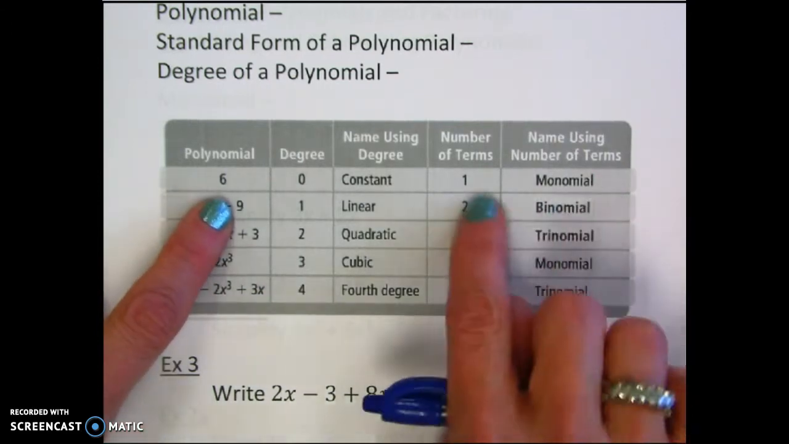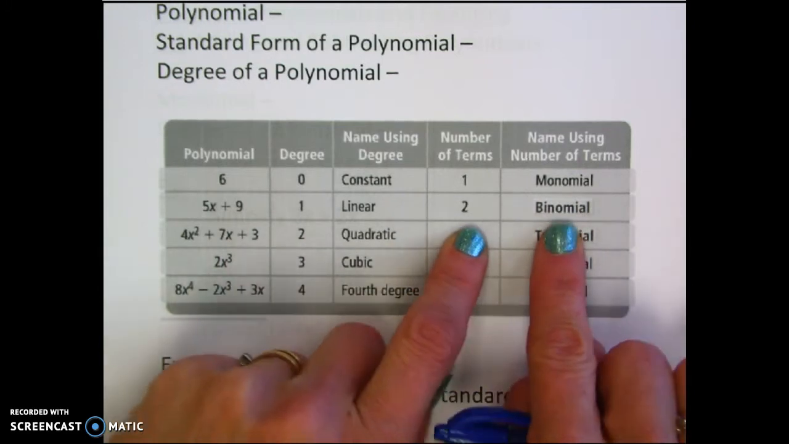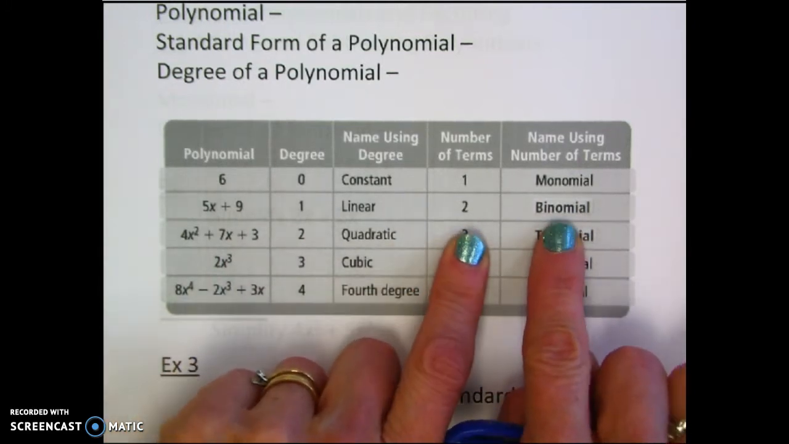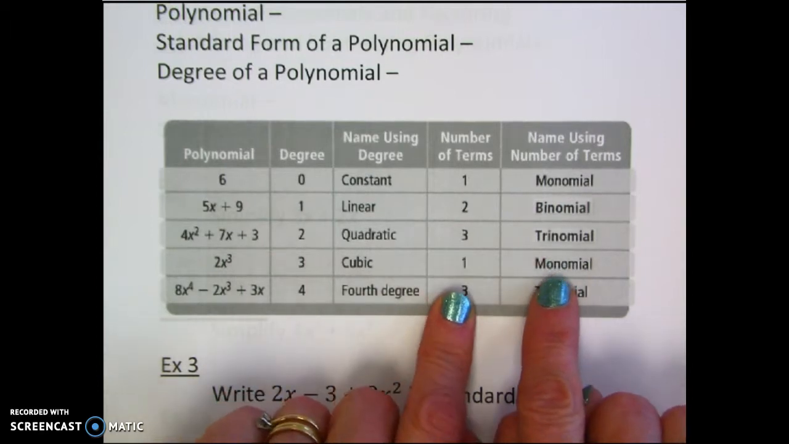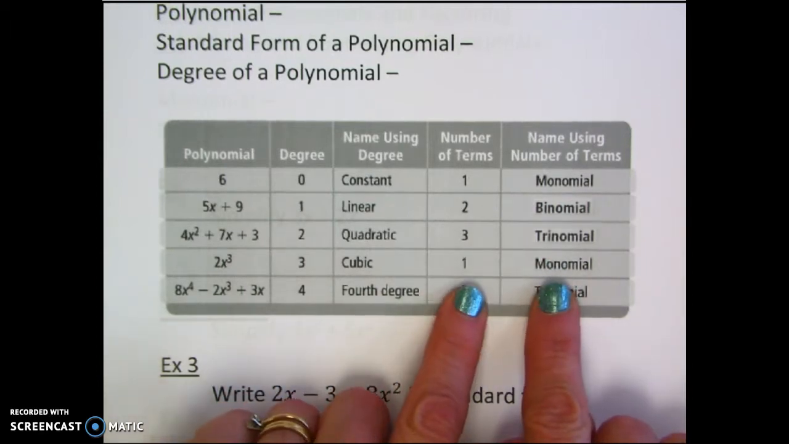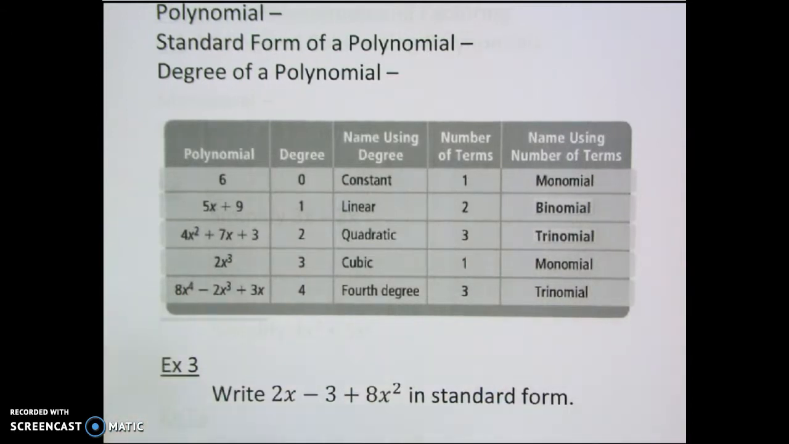The name, if it just has one term, is called a monomial, mono meaning 1. Two terms is binomial, like bicycle, 2. Three terms is trinomial, like tricycle, 3. Monomial just has one term again, and then trinomial would have 3 terms. It's just called a polynomial if it has any number of terms, really.